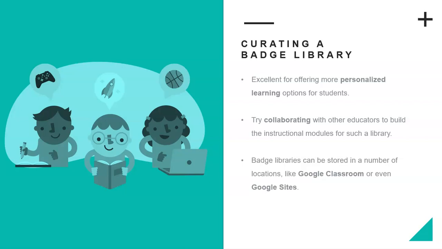As discussed previously, you can also integrate badges into your career pathway programs by curating a badge library for students. This is excellent if you want to offer more personalized learning options for students that better reflect their specific job interests and career plans. You might try collaborating with other educators to build the instructional modules for such a library. Badge libraries can be stored in a number of locations like Google Classroom or even Google Sites.